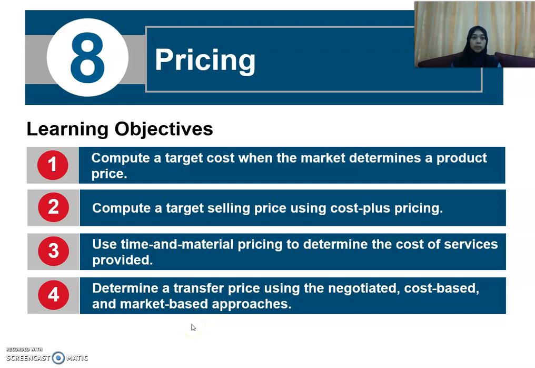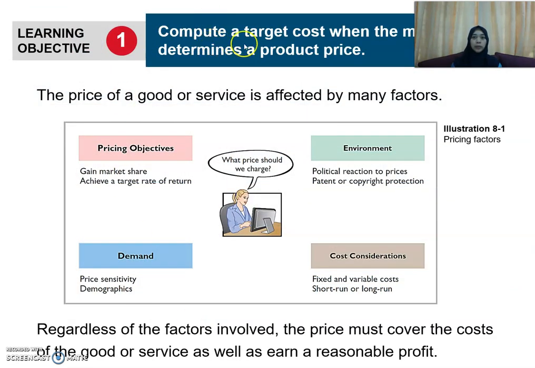Okay, so let's look at the first one. Compute the target cost when the market determines the product price. The price of a good or service is affected by many factors. As we know, what determines the price? There are actually a lot of factors that will affect the price. For example, the environment, the political reaction to prices, the patent or copyright protection. What about the pricing objectives? You want to gain a market share. You want to achieve a target rate of return. So that can also affect the price.